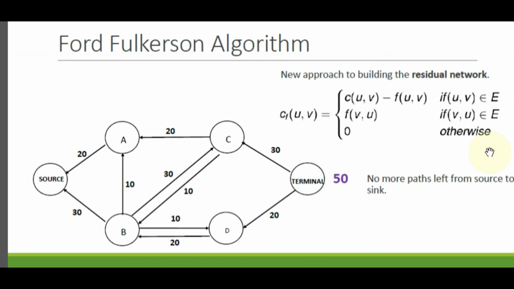So as you can see, there are no more directed paths from source to terminal. So the algorithm terminates and we have the maximum flow for this graph, which is equal to 50.